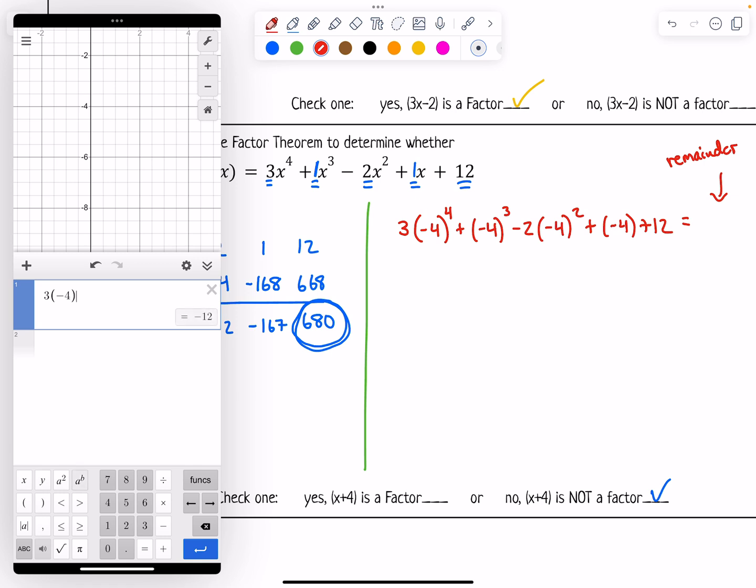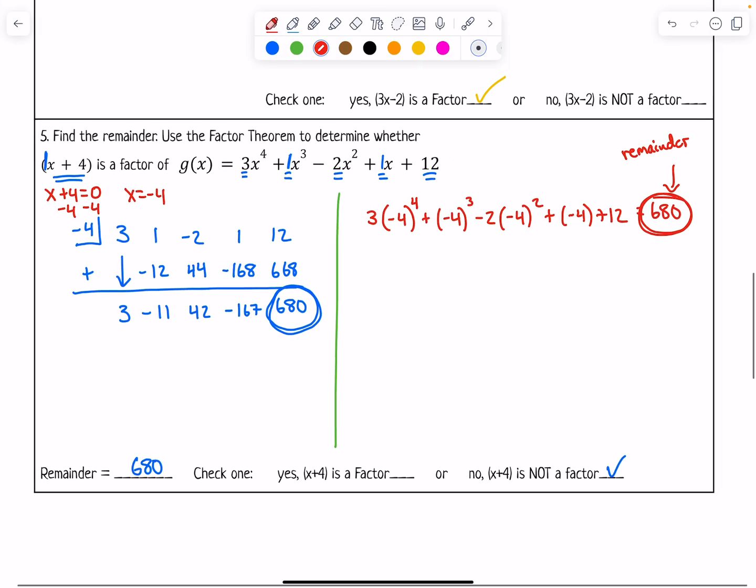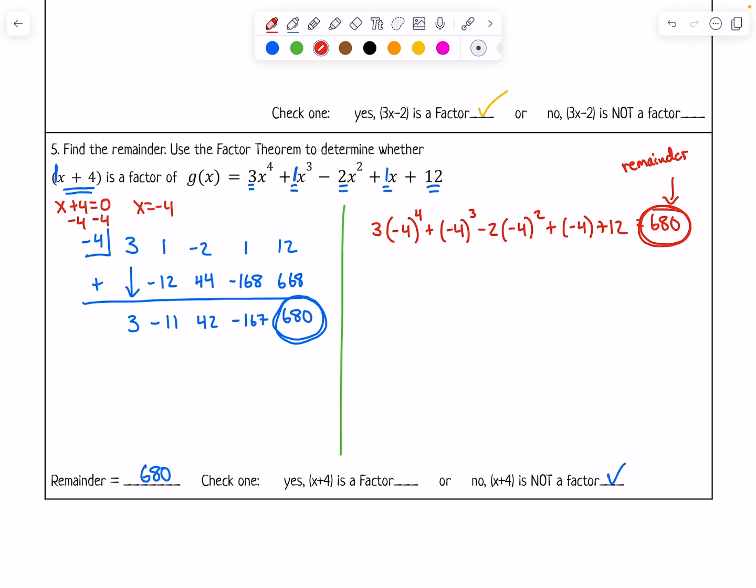So I'm going to do 3 times negative 4 to the 4th power plus, gotta be careful, negative 4 cubed minus 2 times negative 4 squared plus, and I'm just going to keep it in parentheses, negative 4 plus 12. So notice I still get a remainder with the same value, which you should. It's just another way to do it. So either method is fine. You do not have to use both unless you just have extra time and want to check yourself. But that is it for practice quiz number 9.